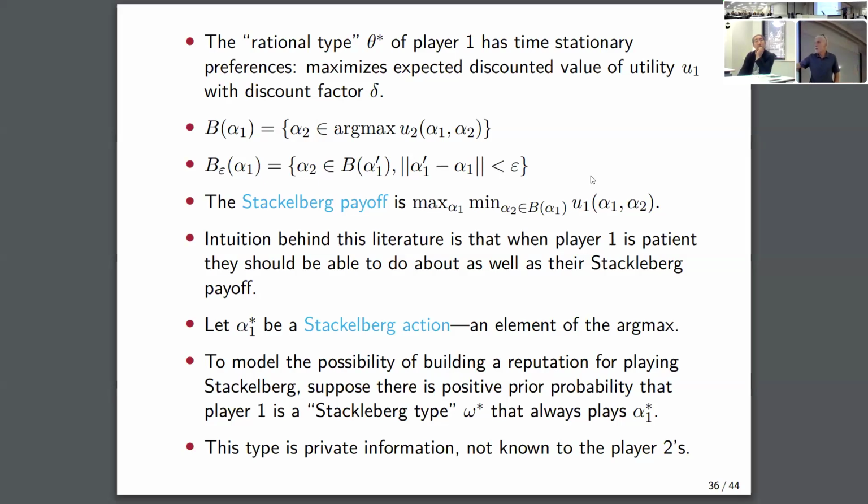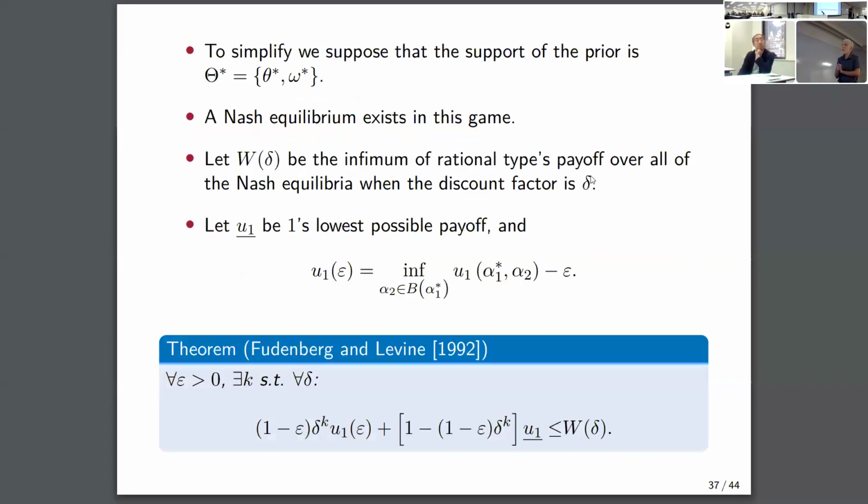To model the possibility of reputation for playing Stackelberg, suppose there's a positive prior probability that player one is a Stackelberg type omega bar that always plays alpha one star. And this type is private information. Player one knows it, the player twos don't. There's some prior about it.